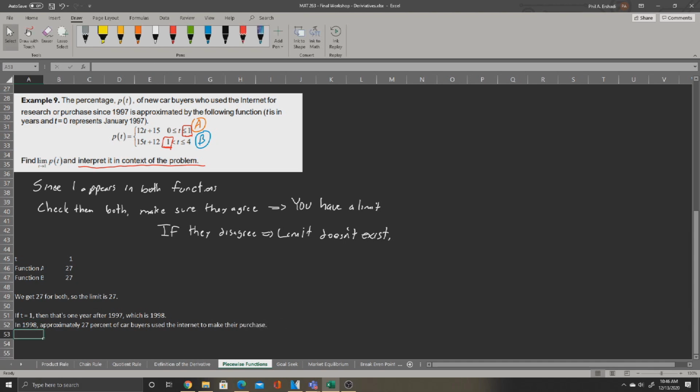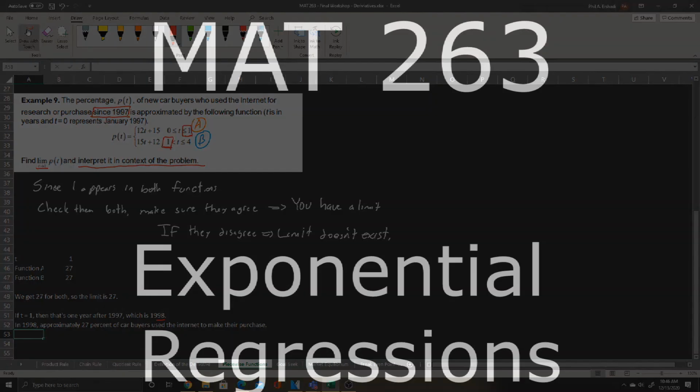Be very careful around problems that say since a certain year, because you're going to be tempted to use the x value or t value yourself in the answer. But you don't want to do that. You want to take a moment and say, all right, if we started in 1997 and we went forward 1 year, then they're really talking about 1998.